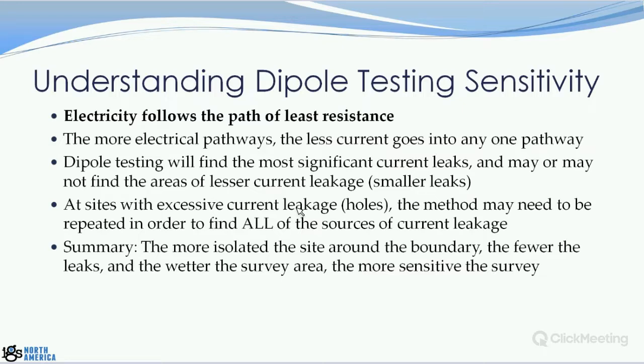So if you have large leaks, you may need to actually find those, uncover them, dry them out, and then resurvey in order to find the smaller leaks. So in summary, the more isolated the site around the boundary, the fewer the leaks, and the wetter the survey area, the more sensitive the survey is going to be.